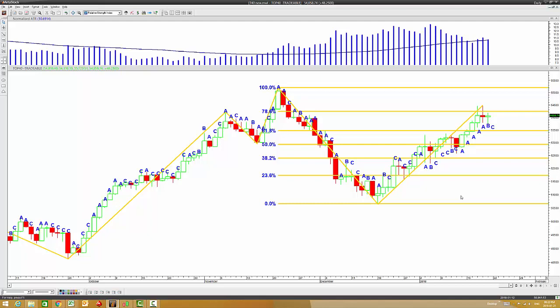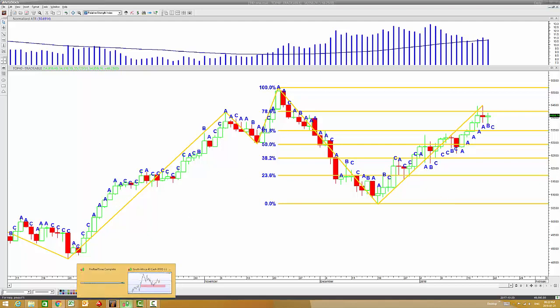Suffice to say, there may be some variability and some choppiness as things open up and everybody tries to establish their positions in respect of those fundamentals. So we'll keep a sharp eye on that as well.